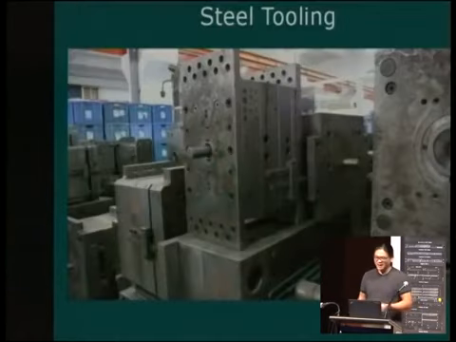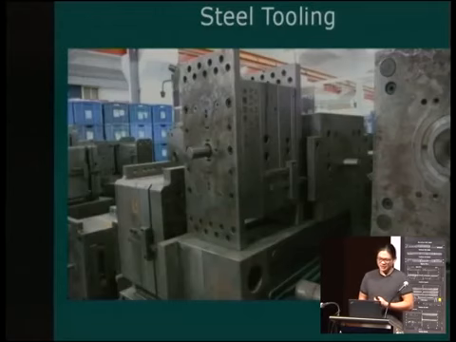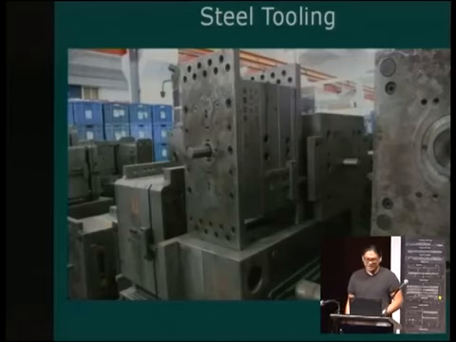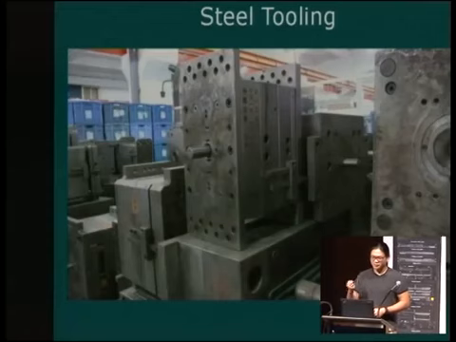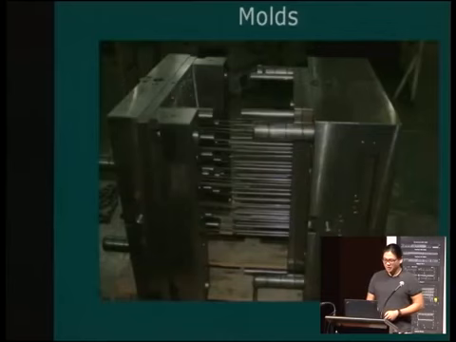Once you've gone through all of that, then you actually need to build the tools for doing the injection molding. These are the steel tools that are used to do injection molding. Just for reference, this one's probably about the size of the table here. They weigh several tons, and they take really high pressure plastic and force it into a small cavity and turn it into your injection molded part.